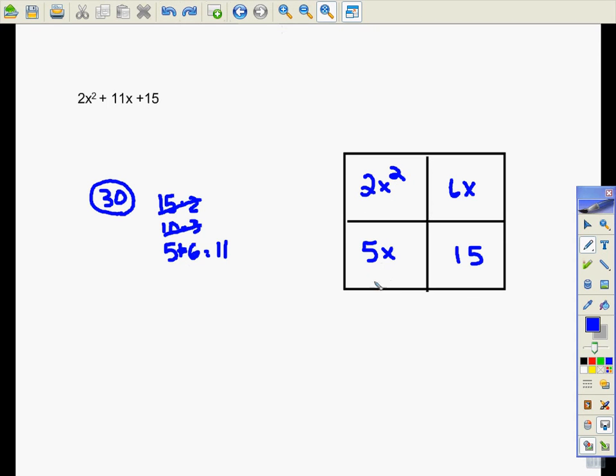But we go around the box here. First of all, we look at the columns first. And here our common term is an x. I go to the next one here. Our greatest common factor here is 3.